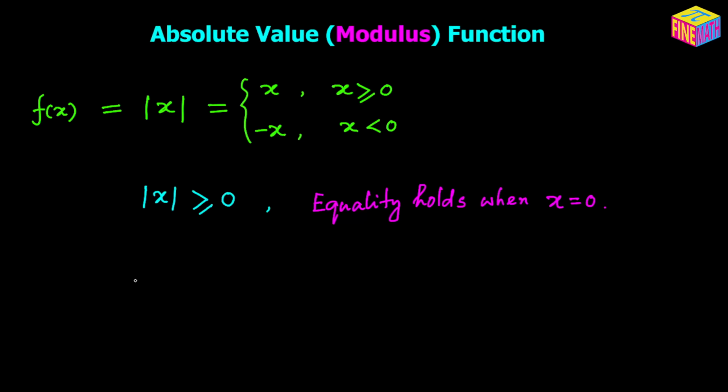So now let's see what the graph of an absolute value function looks like. Suppose we have this function here, so I'm now writing it as y equals f of x, which is the absolute value of x.